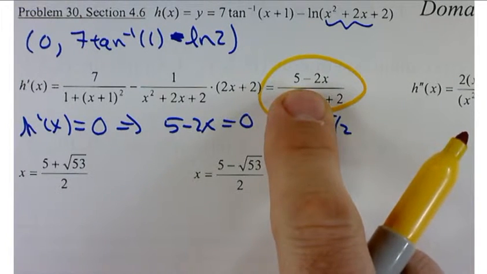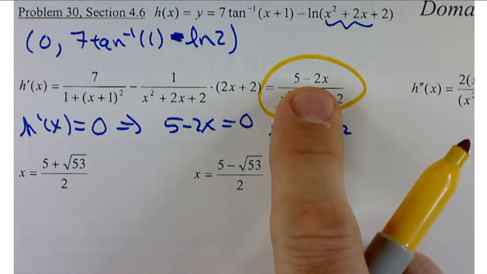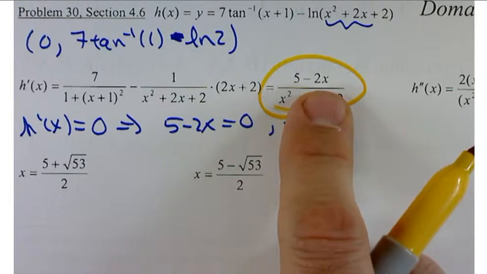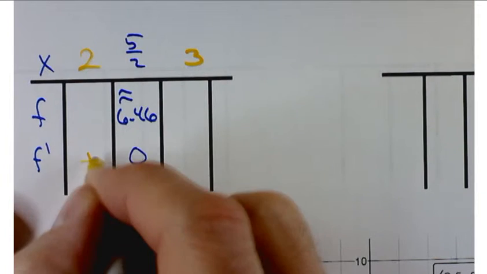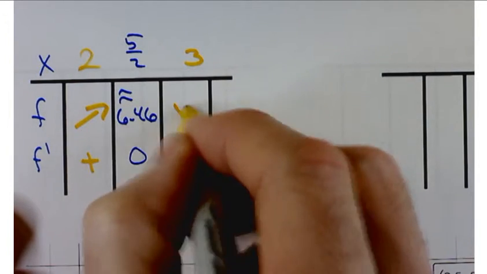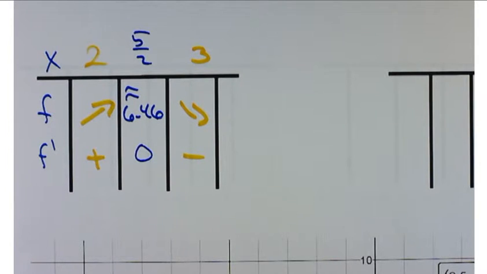So if I put in a 2 here, is the sign of this going to be positive or negative? Eric? And at 3? Negative. Good. So positive, then negative: increasing, then decreasing. What does that tell me about 5/2 as a point here? It's a max. Good. This is a max. That should be reflected on our graph.